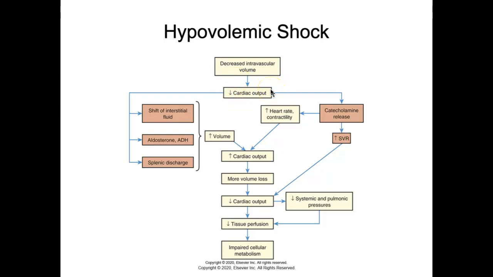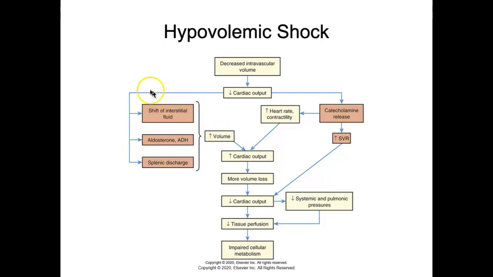So again, we can see our compensatory mechanisms in this orangey color. And so what we're going to see is that our adrenal gland is going to release catecholamines that is going to increase our systemic vascular resistance. Also, it's going to increase our heart rate and contractility, and this is going to help to increase our cardiac output, which is our goal.